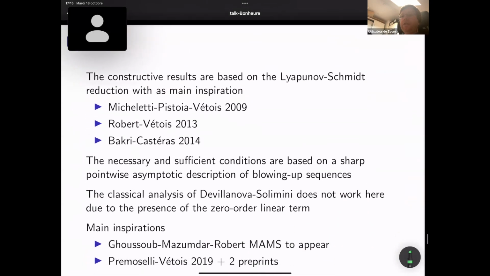Now, just to finish, I will not discuss the details of the proof and so on, but just to give you a flavor of the techniques. So the constructive results are based on the so-called Lyapunov-Schmidt reduction. And to be totally honest, these are the main inspiration: a paper by Micheletti, Pistoia, Vetois, and then a paper by Robert and Vetois. There is also some inspiration from a paper of Bakri and Casteras. The necessary and sufficient conditions are based on a sharp, pointwise asymptotic description of the blowing up sequences.